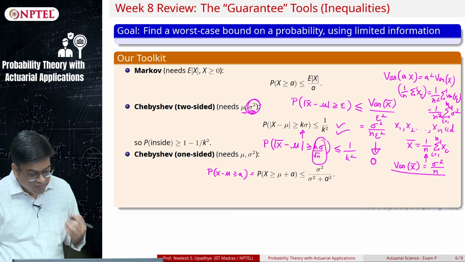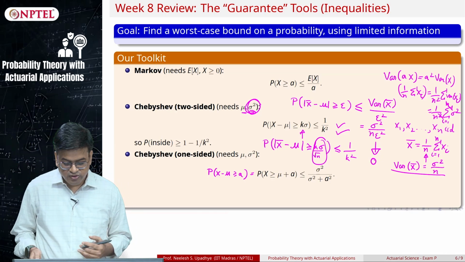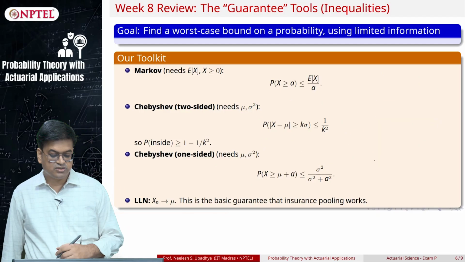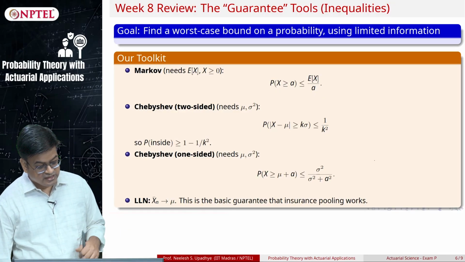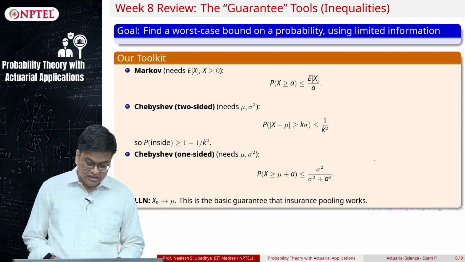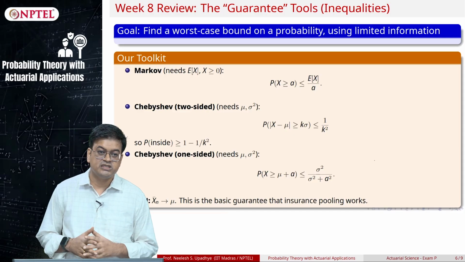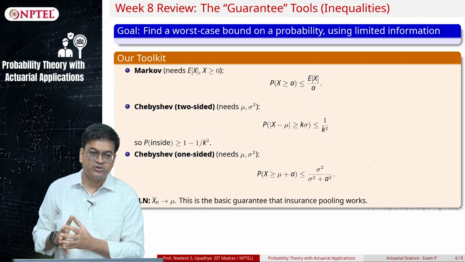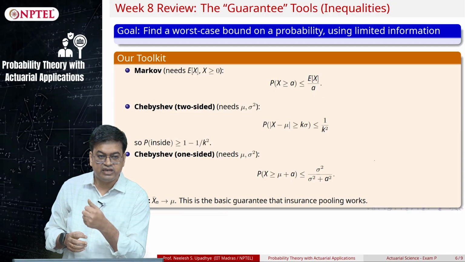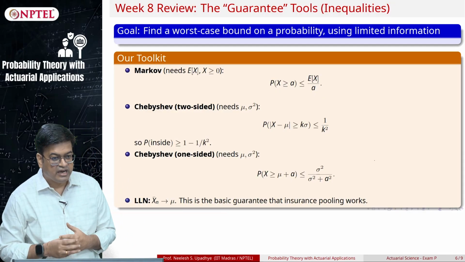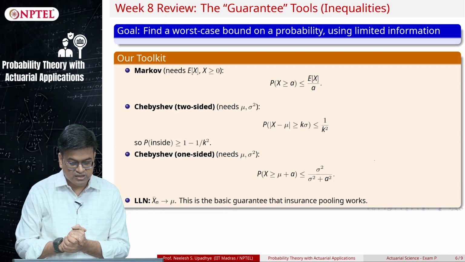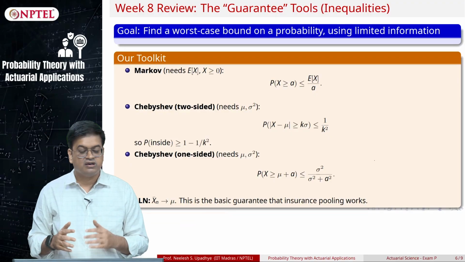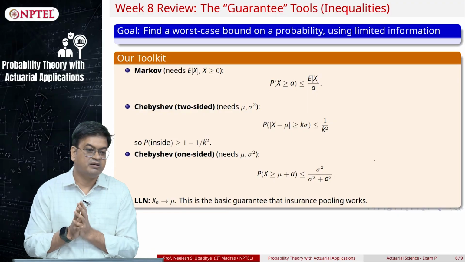essentially leads to an important innovation, which is the law of large numbers using Chebyshev, and we say that xn bar converges to mu, and this essentially guarantees that insurance pooling works. That means many insurance portfolios or many insurance policies taken together will actually give me a stable mean, a constant mean, and that is the beauty of this particular structure. Okay.